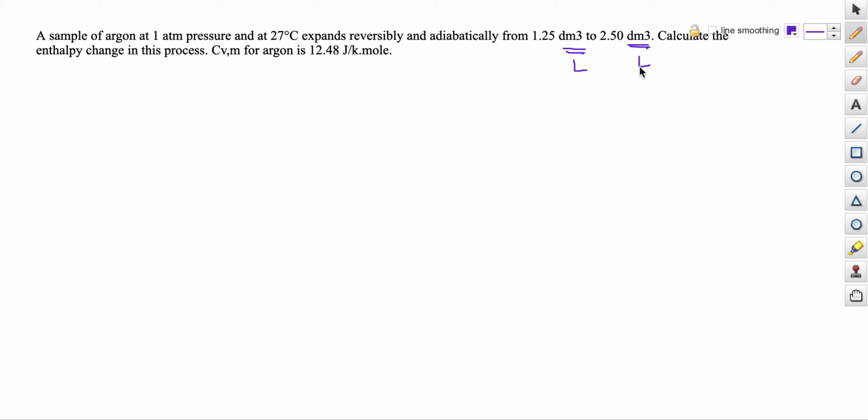So delta H, we are going to find out delta H. And what else do we require here? Okay, only enthalpy in this process. We are given Cv and we need to find out delta H. Okay, what is the delta H formula? Delta H is equal to nCp delta T.